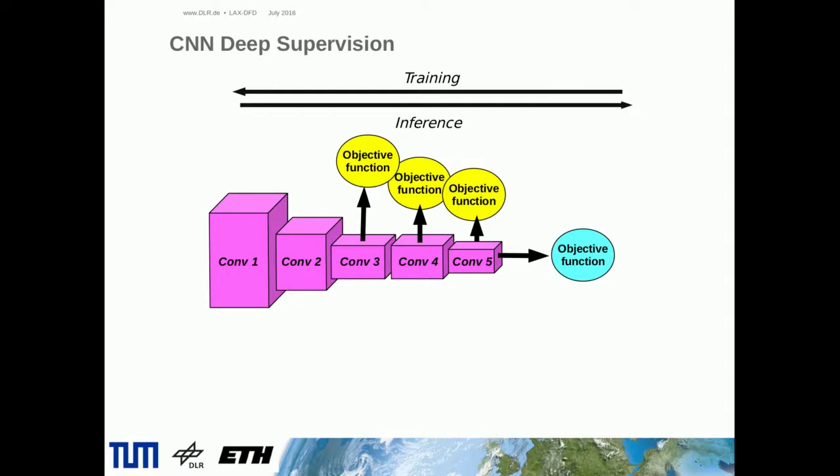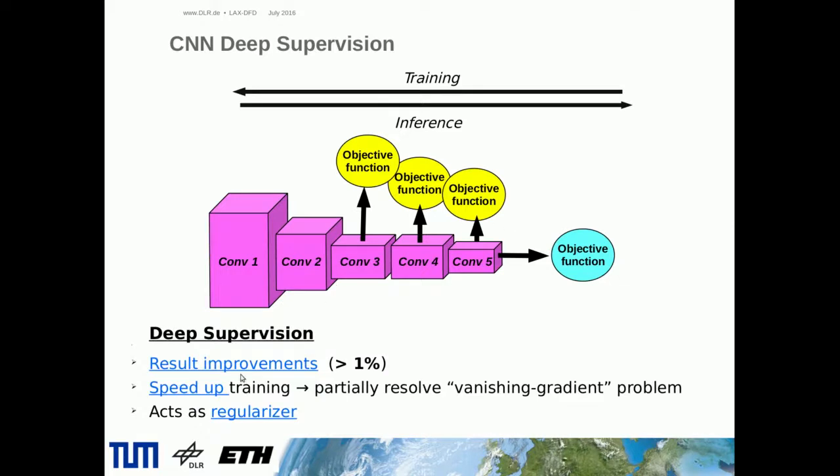What we did in Deep Supervision is copy this objective function and introduce it into earlier layers. In this way we get the following improvements. We managed to improve on our particular data set by more than 1% by introducing these 3 objective functions. We also sped up the training, and this is partially due to resolving the vanishing gradient problem.